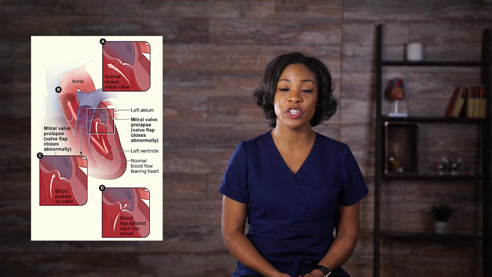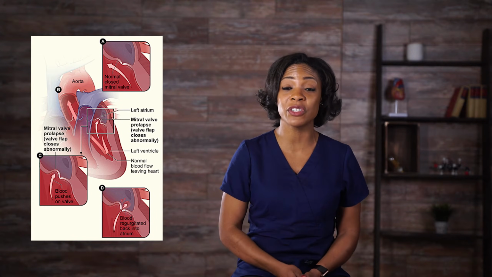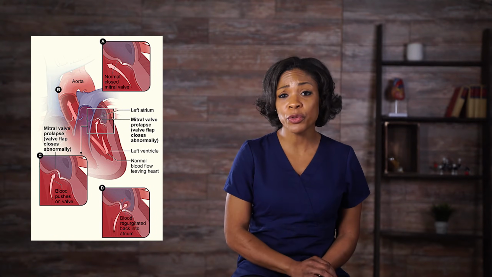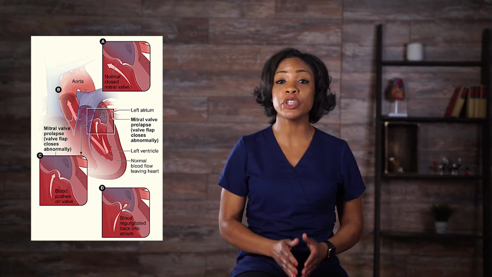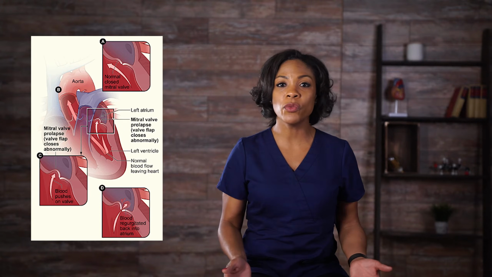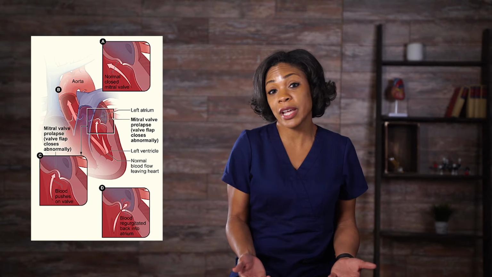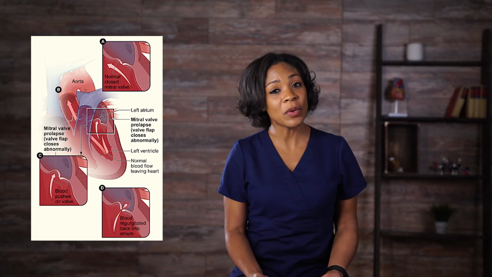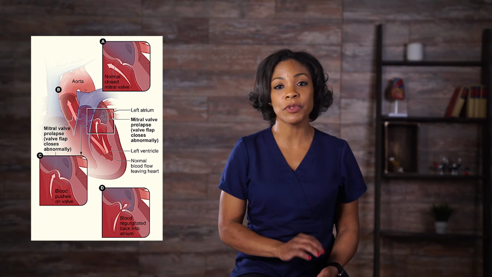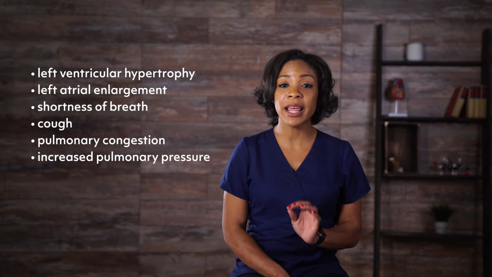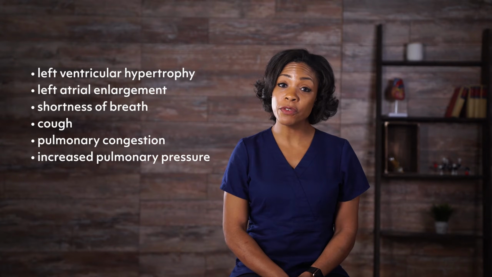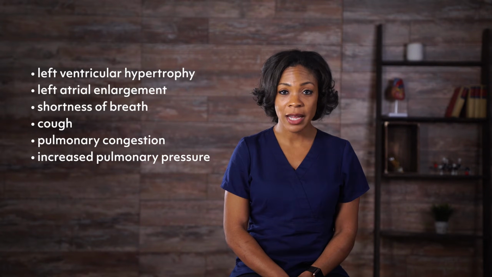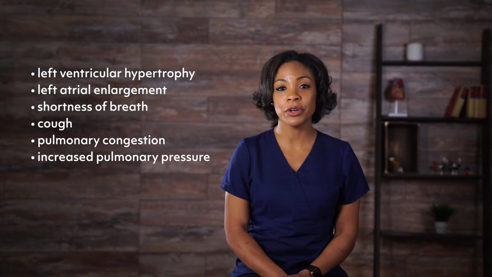Mitral valve regurgitation allows blood to flow backwards across the valve, flowing from the left ventricle back into the left atrium of the heart. This question demonstrates why it is important to know your cardiac blood flow, even without knowing much about mitral regurgitation. We know where the valve is located and can deduce what signs and symptoms may occur, including left ventricular hypertrophy, left atrial enlargement, shortness of breath, cough, pulmonary congestion, and increased pulmonary pressure.